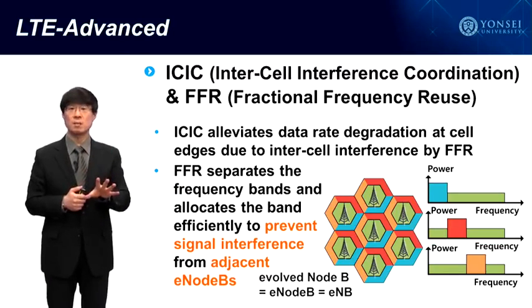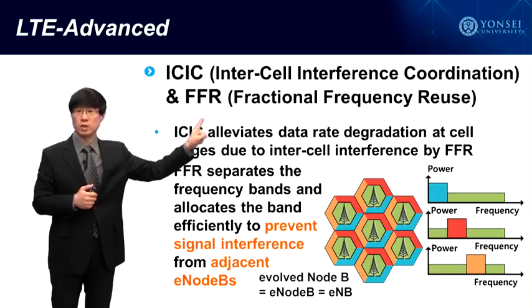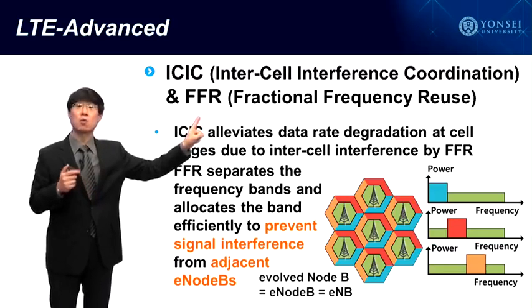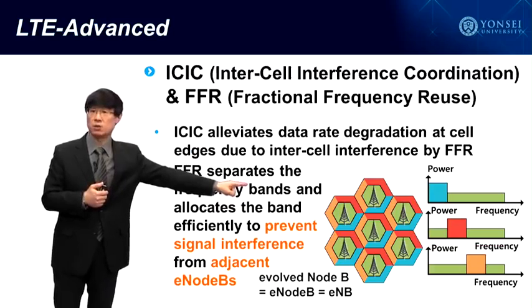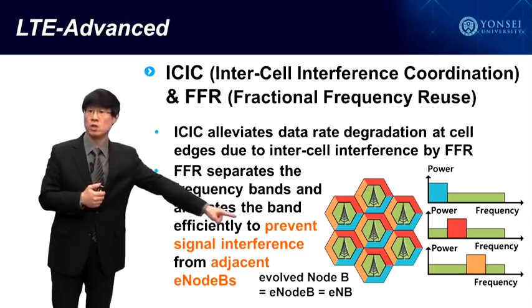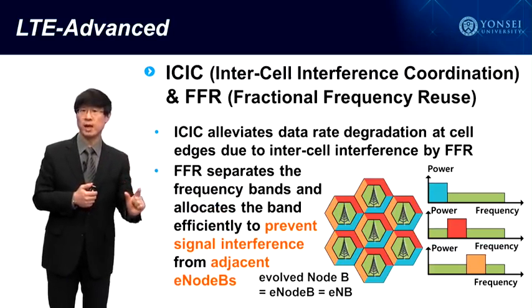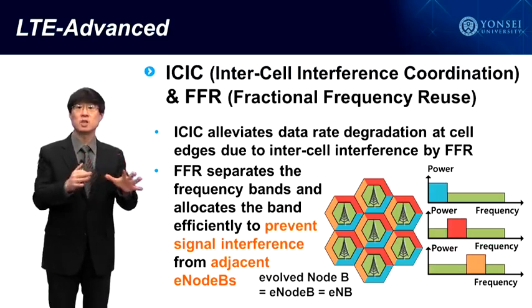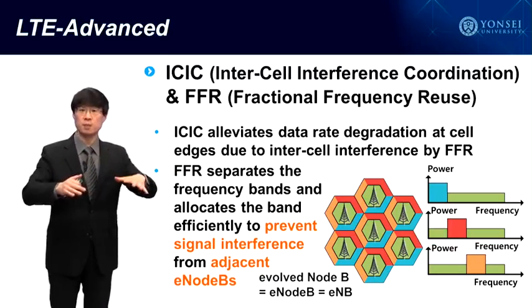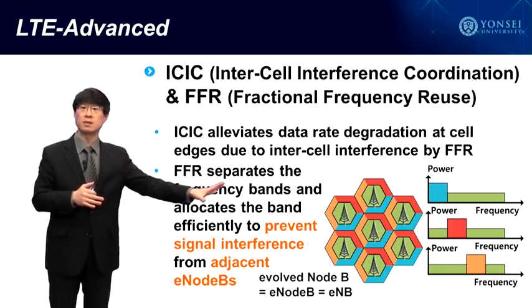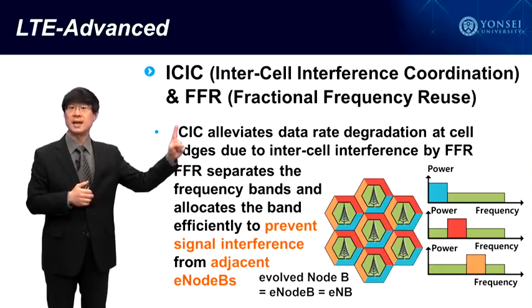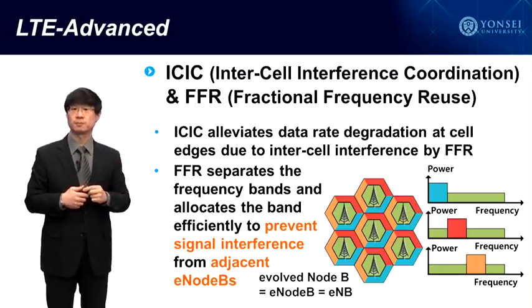That's what we're talking about, fractional frequency reuse. We are reusing the frequency, but we are fractioning it. As you can see, blue, red, orange, we're fractioning the frequency range and we're using it in a special coordination mechanism in between cells to reduce interference. That's what we call ICIC and FFR.